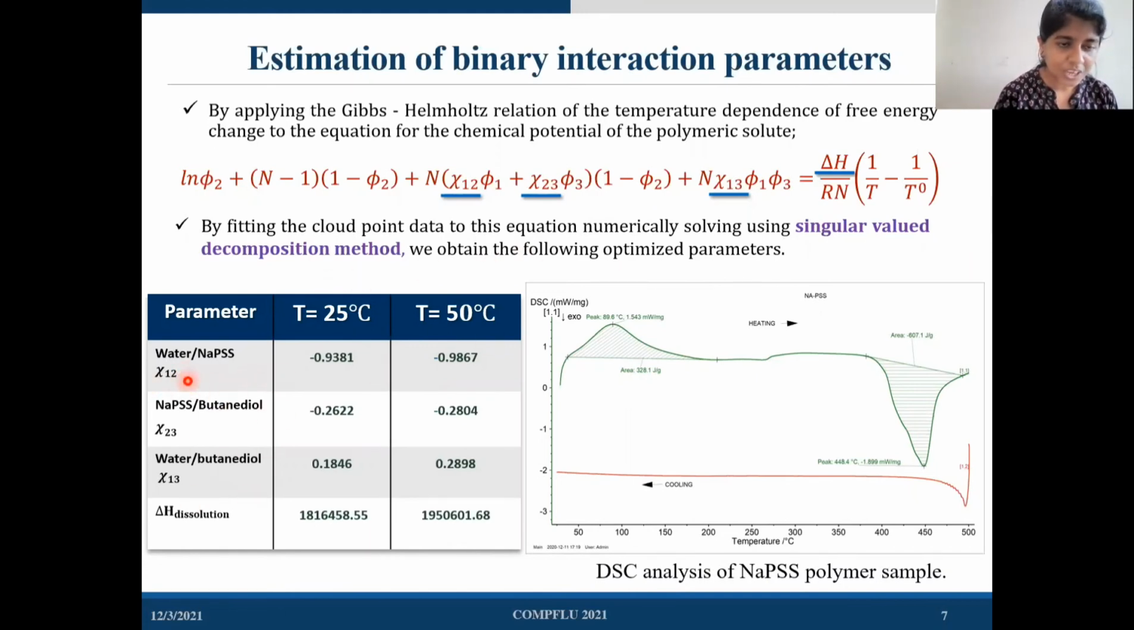From the value of chi12, that is water and NaPSS, we find that it shows a negative value, which is favorable for more interaction between NaPSS and water. And we also use DSC analysis to obtain the temperature, that is T0, for inputting into this equation.